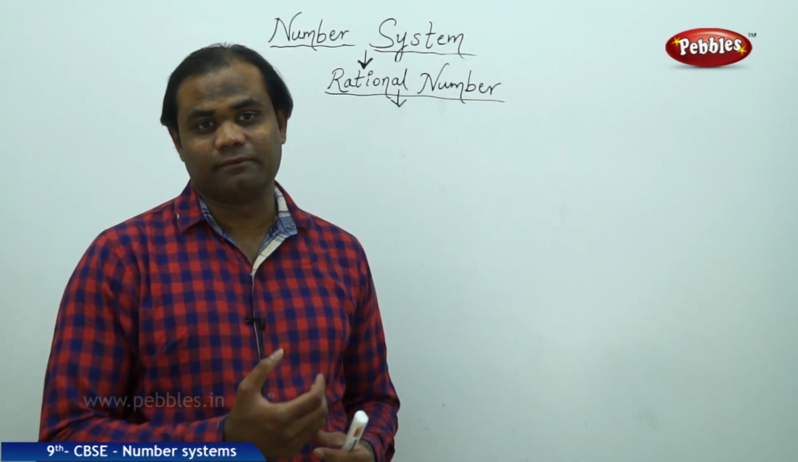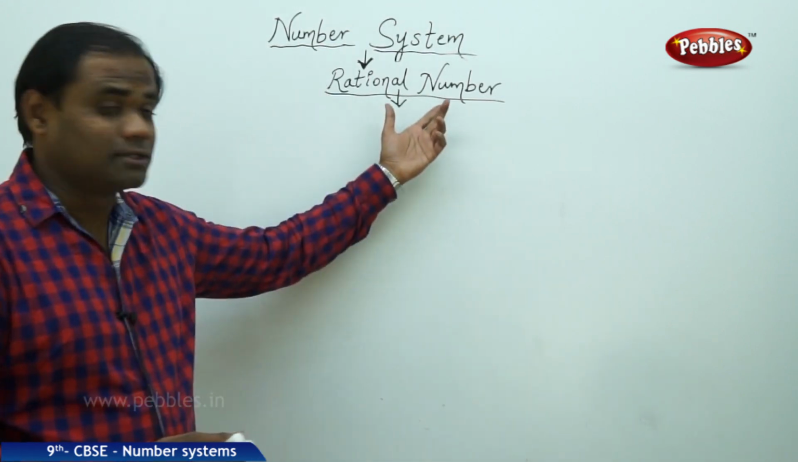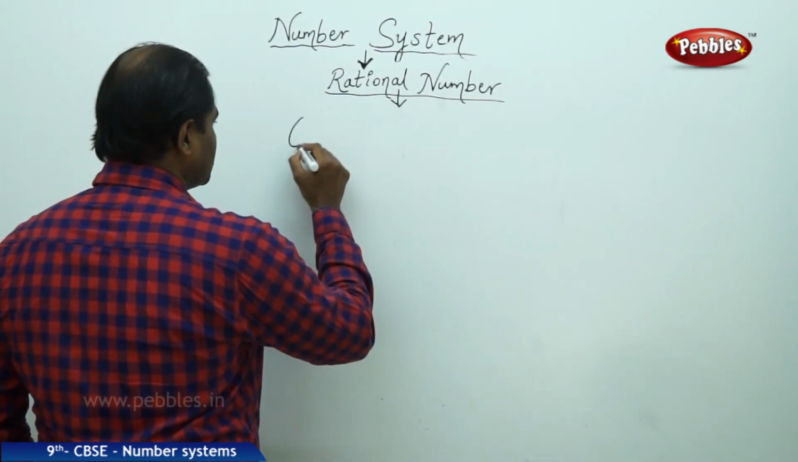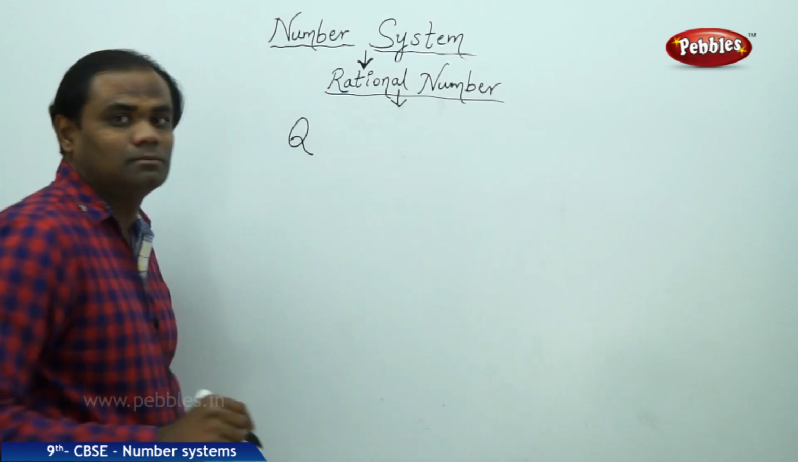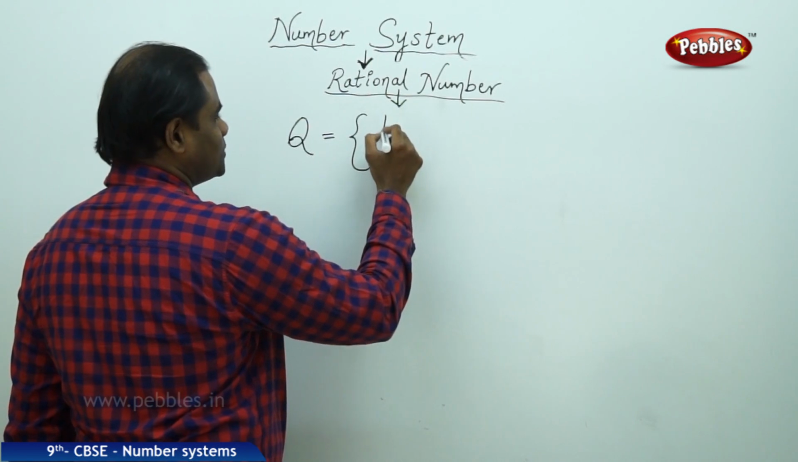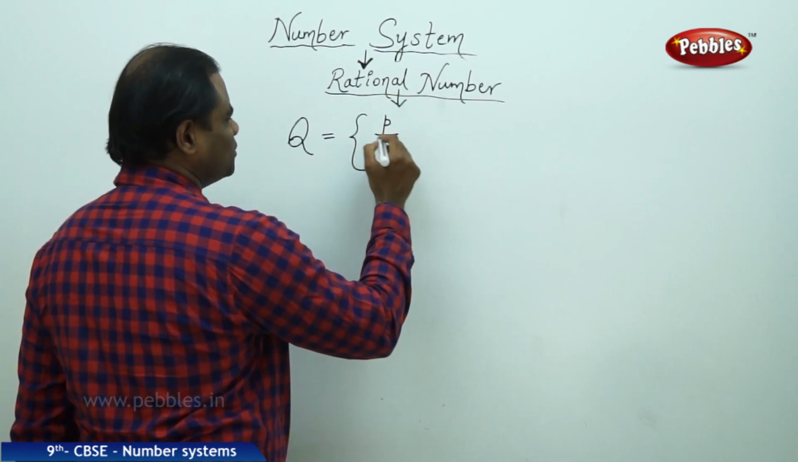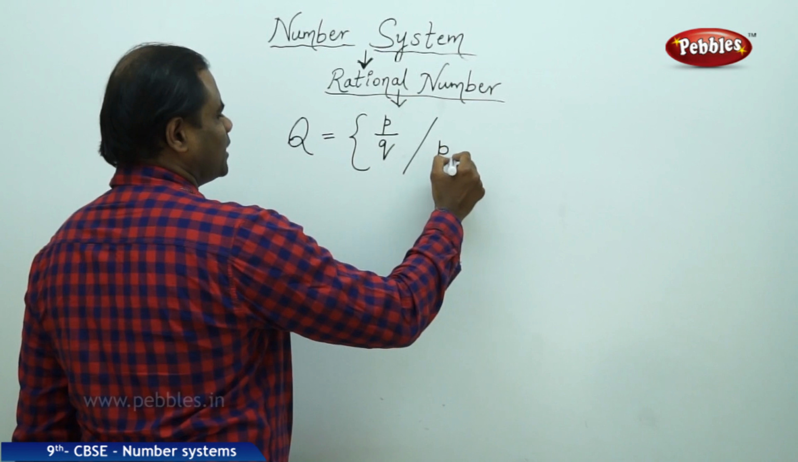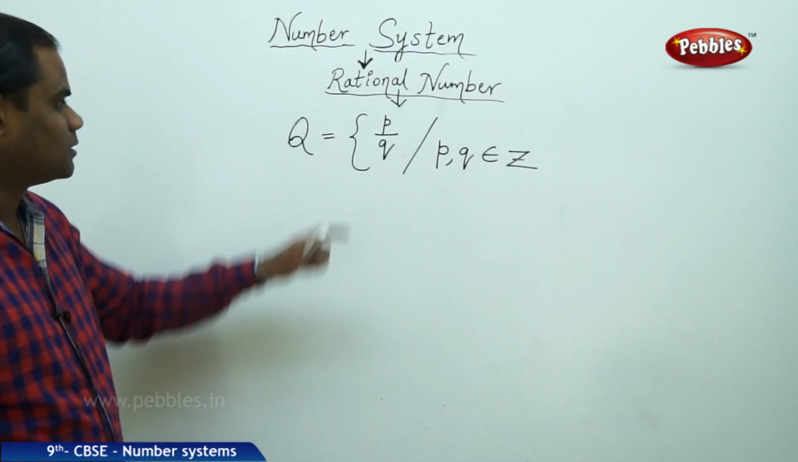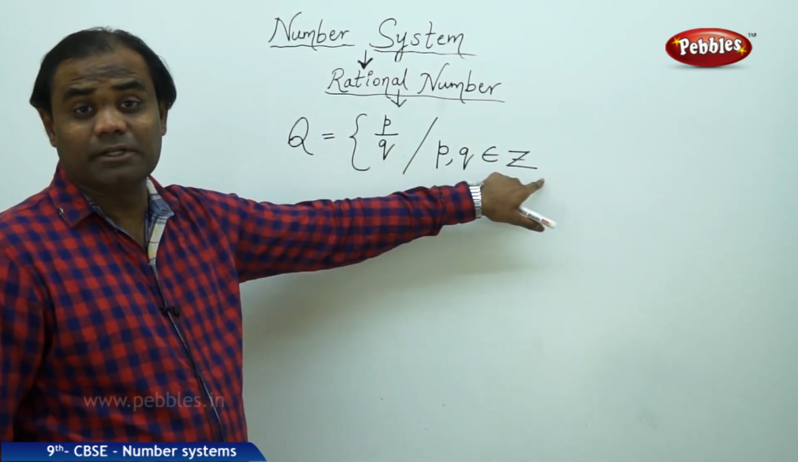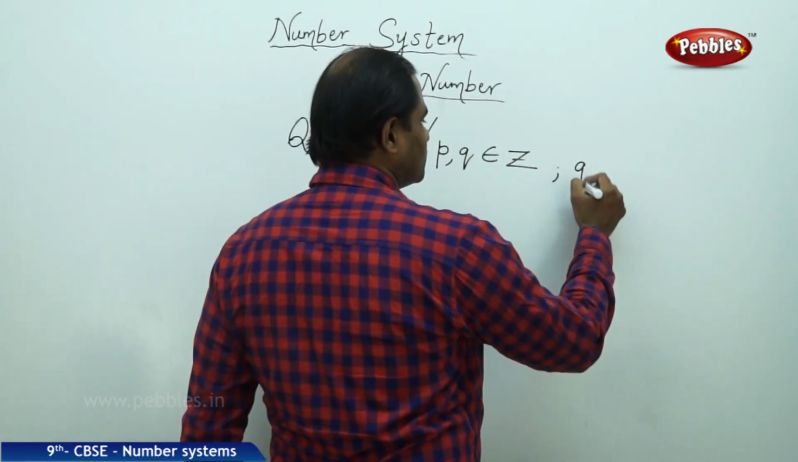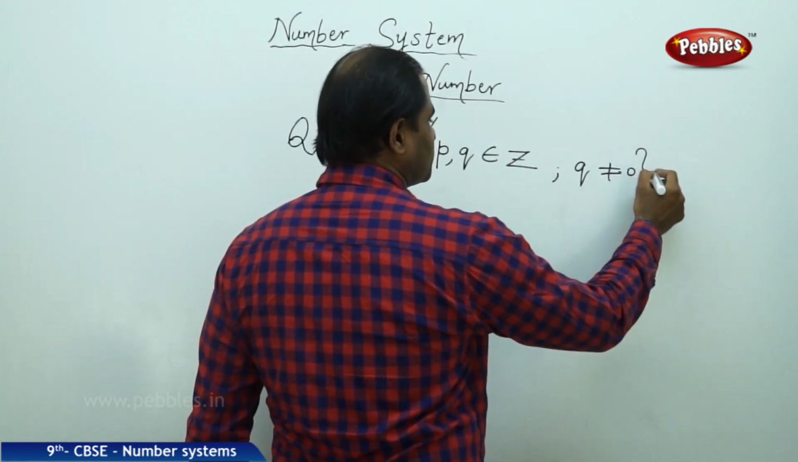So let's see in brief the definition of a rational number. A rational number is denoted by capital Q, and it is defined in the set form as all the numbers which can be written in the form P by Q such that P and Q are integers, the condition being that the numerator and the denominator must be integers in the fraction form P by Q, and most importantly, Q should not be equal to 0.